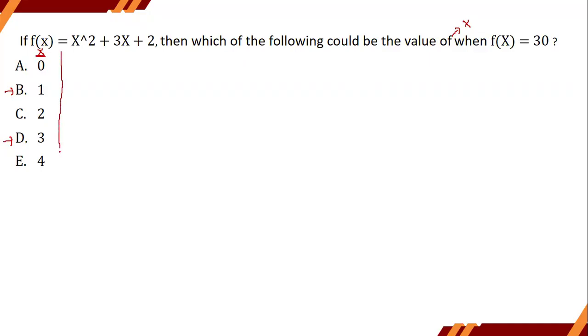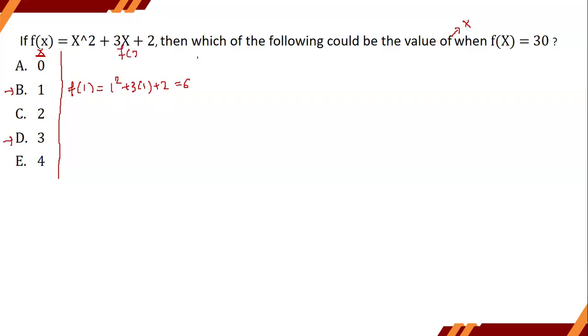Now, let us start with answer choice B, right? So that means we have x is equal to 1. So f of 1 is equal to, every instance of x is to be substituted by 1 now. So 1 squared plus 3 times 1 plus 2, which gives us 6, all right? So the output here for f of 1 is 6, right?